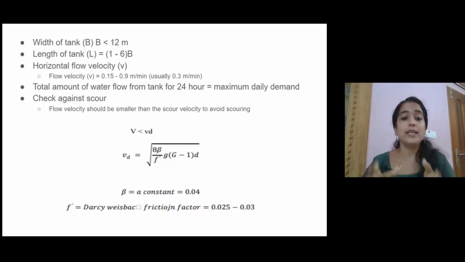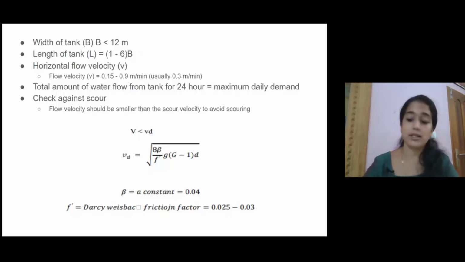Then Vd is equal to the root of 8 beta divided by f dash into (G minus 1) into d. This is the equation for scour velocity, where beta is a constant of 0.04, and f dash is the Darcy-Weisbach friction factor, 0.025 to 0.3. By calculating the scour velocity, which should be greater than the velocity of flow in the tank, we can avoid the scouring action in the sedimentation tank.